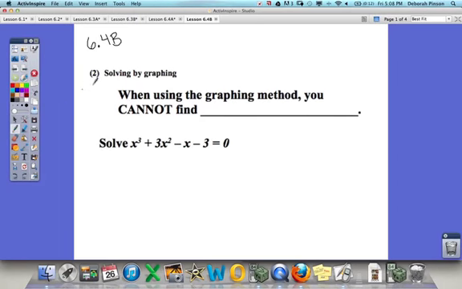Okay, so in this section today, we're going to continue solving. Today we're going to solve by graphing. One thing I want you to make sure that you have in your head is that when you're using the graphing method, you cannot find imaginary roots because they're not on the graph. Imaginary numbers don't show up on your coordinate grid, so you can't find them by the graphing method.